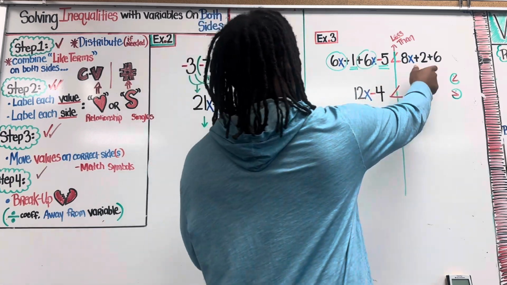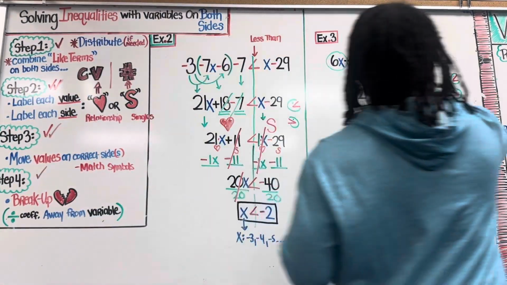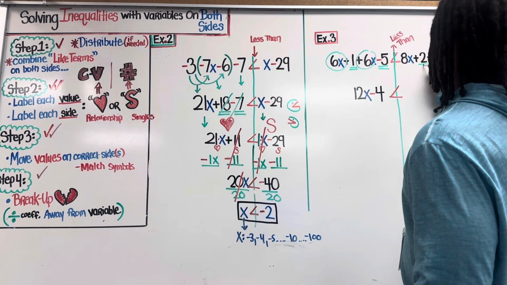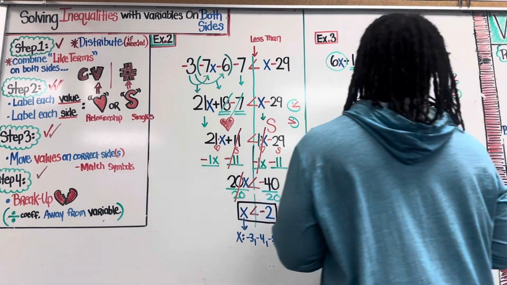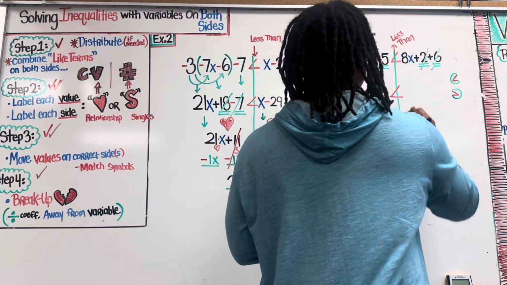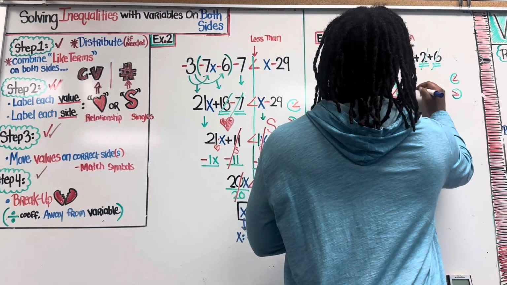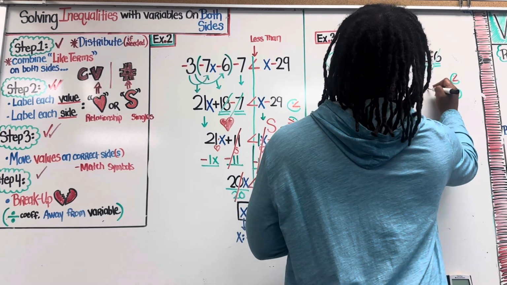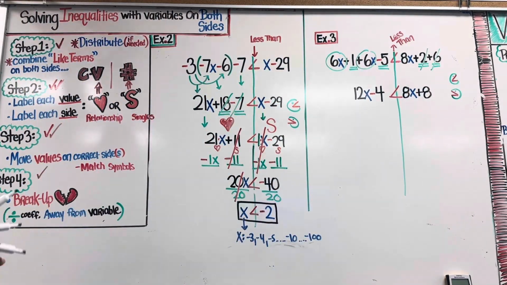right? And then I have this opposite side, okay? I have no values to combine with 8x, but I can combine positive 2 and positive 6. 2 plus 6 is 8, okay? So I'm going to have 8x plus 8. Just like that, guys. So now we have successfully completed step 1, which was combining like terms.